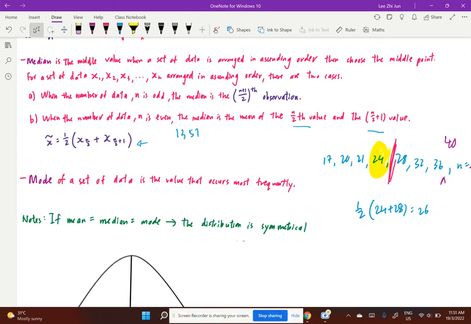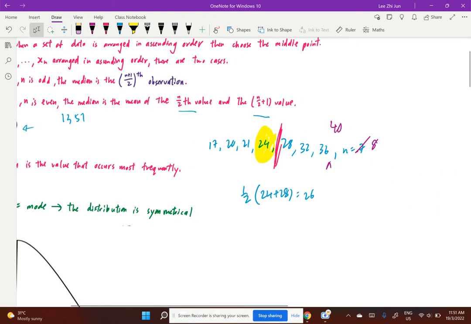The mode of a set of data is the value that occurs most frequently. For example, if 17 occurs 2 times, then 17 will be the mode. For the previous case, there is no repetition, so there is no mode in this data. However, if 17 occurs 2 times and 20 occurs 2 times, both 17 and 20 will be the mode.